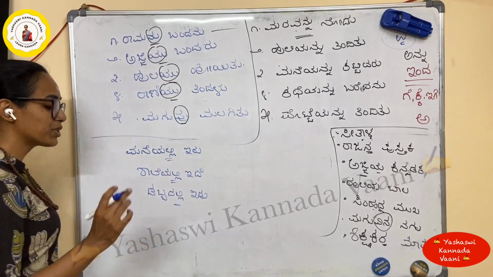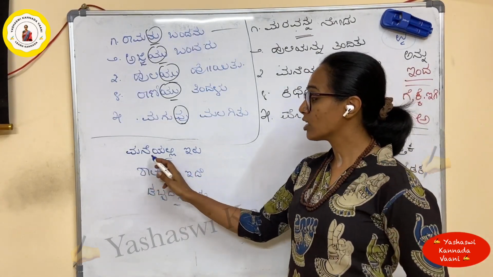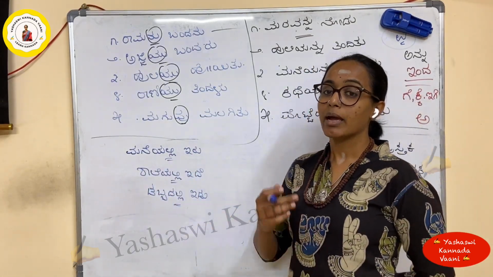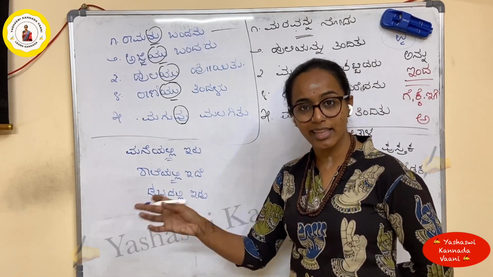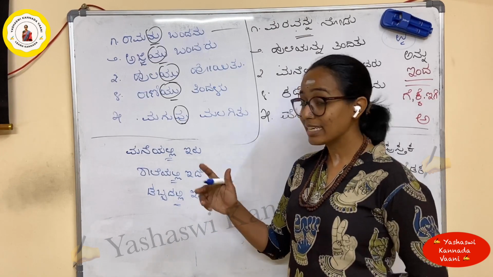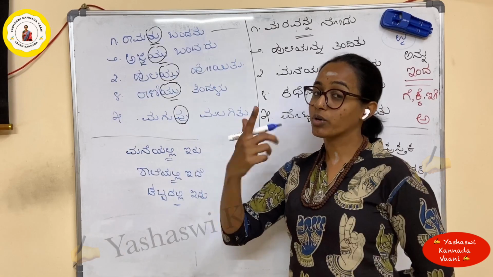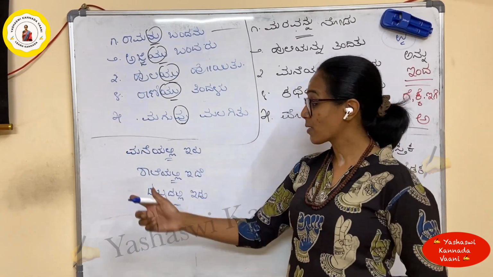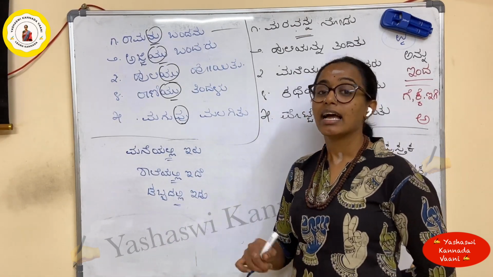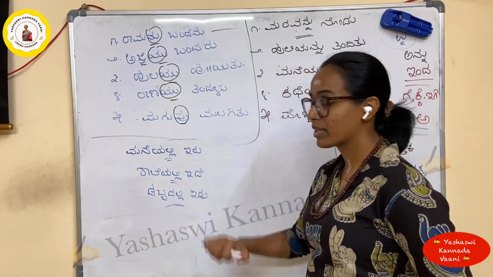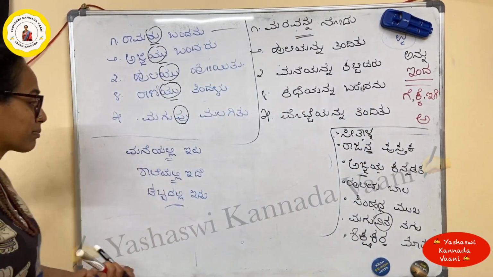Just observe why I have to use all these things in your sentences. If I want to say maneyalli ide, it is in the house, you can't just say mane ide. So translate the sentences in your native language: it is in the house, it is in the school, keep it in the box. Then you will understand the suffix, the pratyaya here, the Saptami Vibhakti. I hope you got it, Saptami Vibhakti.